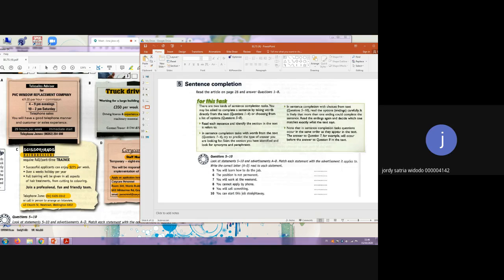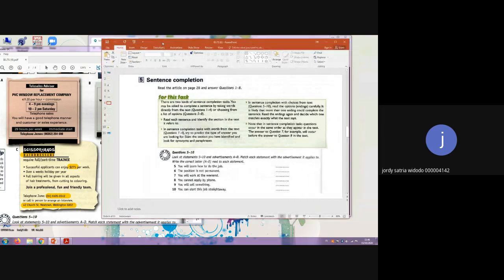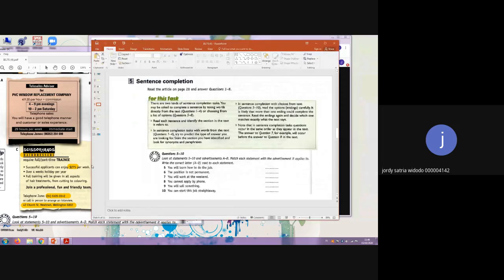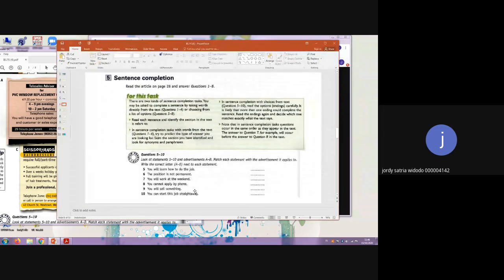So the next one. Okay, here's the next one. Before we go to the text, okay, let's see. Sentence completion. Before that we had the table completion. Now sentence completion. Okay, what is it like? Let's see.